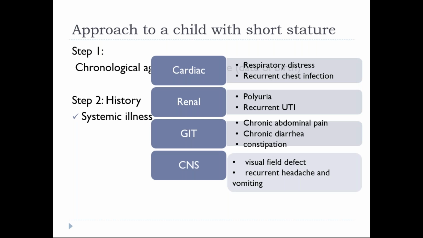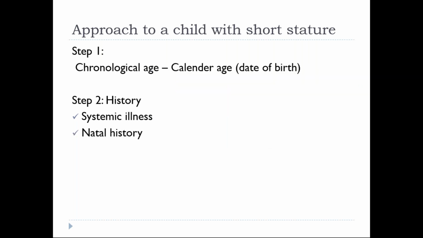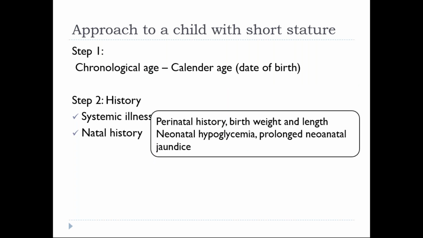We'll come to the physical examination also. So that was the systemic history. Then comes your natal history. In the natal history, we'll ask about the birth weight of the child, whether he was short, and whether there was any neonatal hypoglycemia.